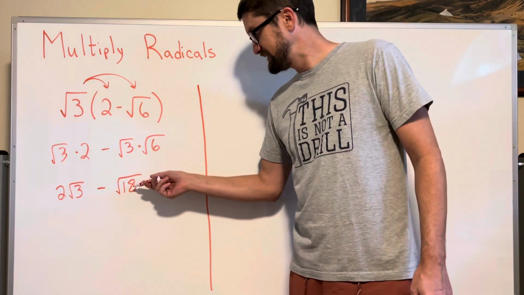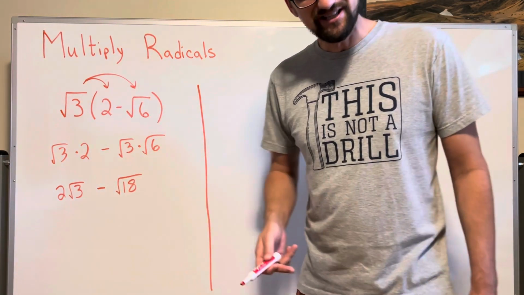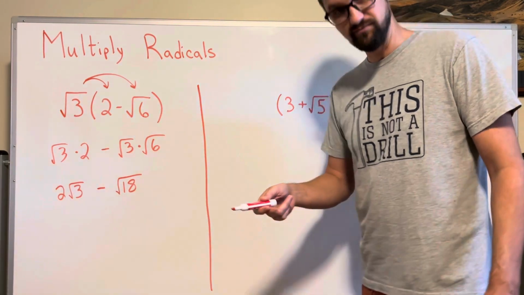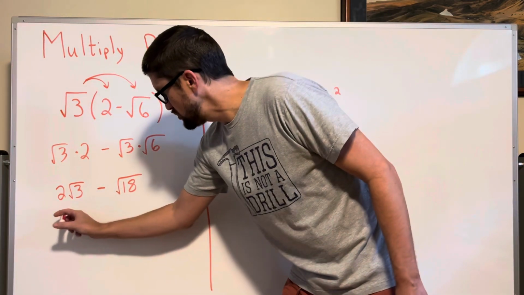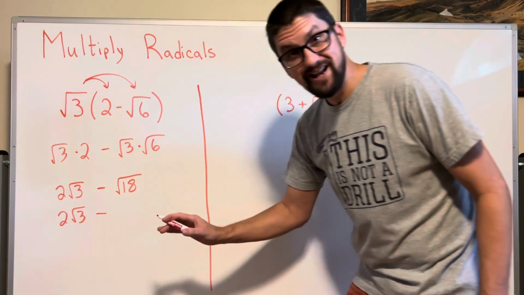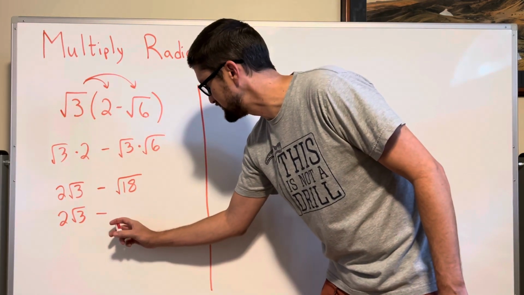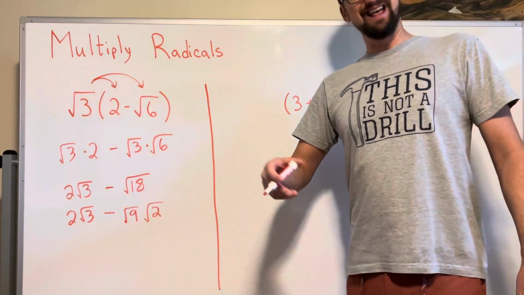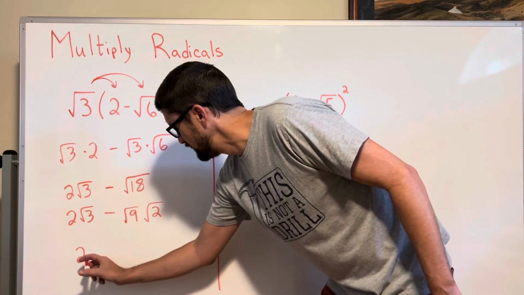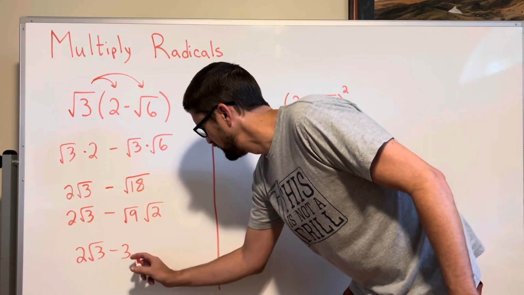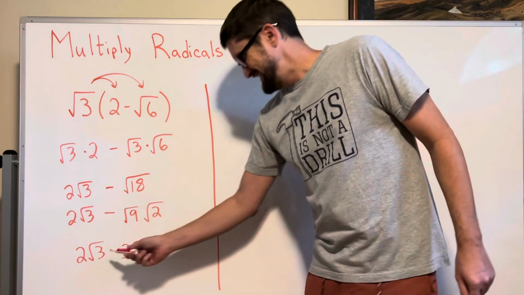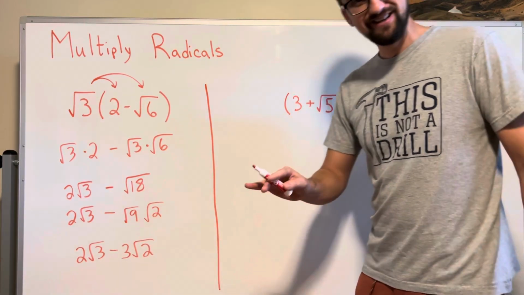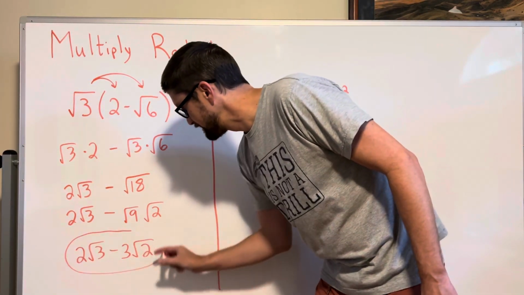Now you got to be careful because square root of 18 can be simplified because 9 can go into 18, which is a square factor. Square root of 9 is 3. So we can then proceed to break this one up. I'm going to write the square root of 9 first. And then I can write square root of 9 as 3. These do not match. You cannot subtract those. So this would be considered simplified at that point.